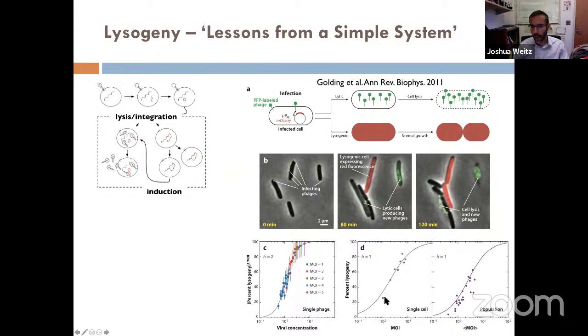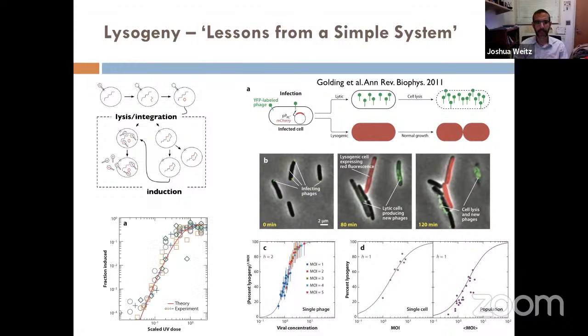From here you have 1 to about 20% to something like 80%. So it's not deterministic, it's not 0 or 1, but it actually changes as a function of this multiplicity of infection.